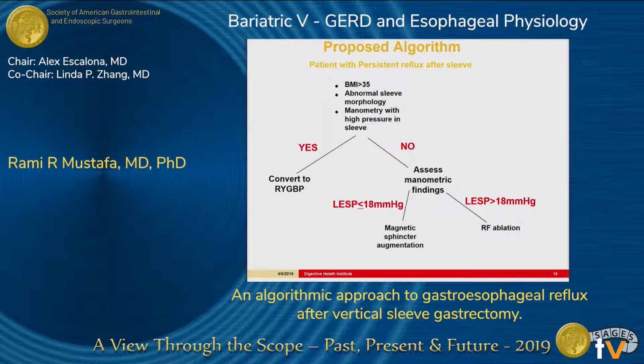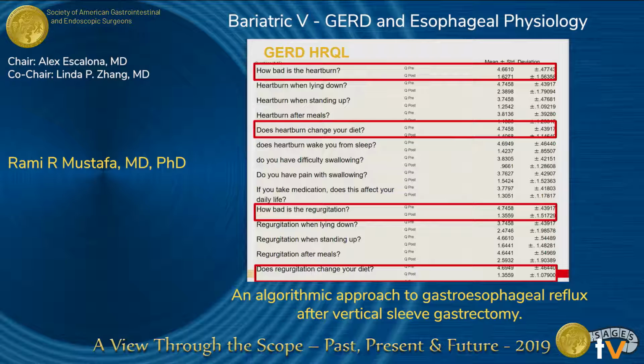We would assess their manometric findings. They all had to have pathologic reflux based upon their pH studies. And if their LES pressure was less than or equal to 18 millimeters of mercury, then we looked at magnetic sphincter augmentation. And if the LES pressure was greater than 18, then we offered them radiofrequency ablation. And this was really the smallest group of patients. Only 2 patients underwent that. And then any patient who had a hiatal hernia underwent a hiatal hernia repair in combination with any of these interventions, as that's an important component and contributor to the incidence of reflux disease and the pathophysiology of reflux.